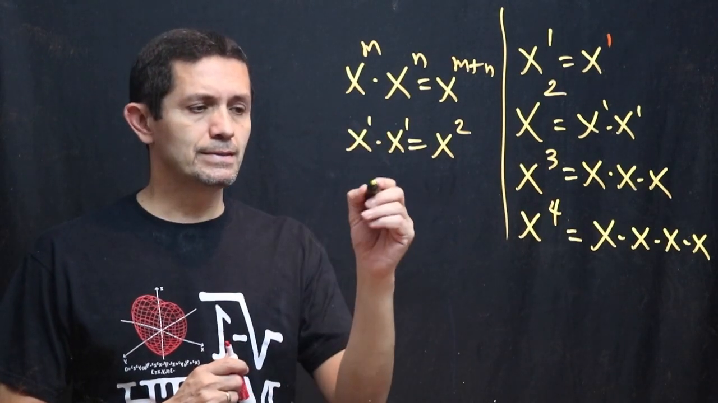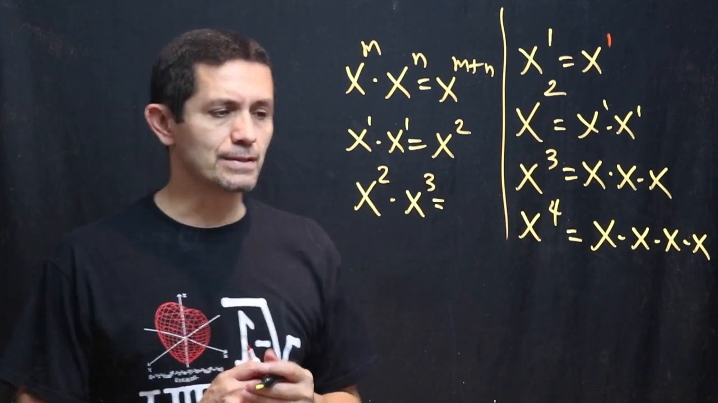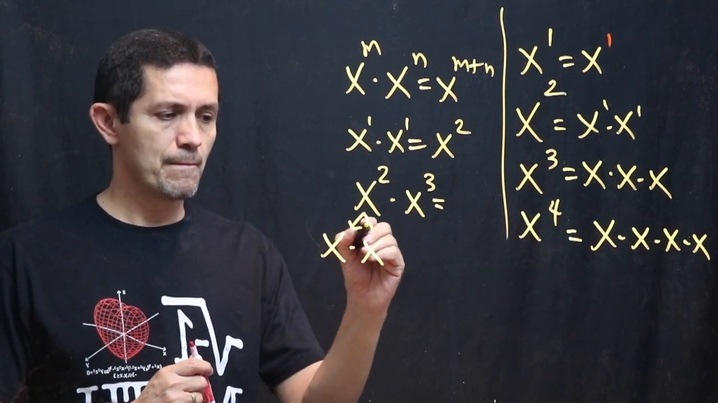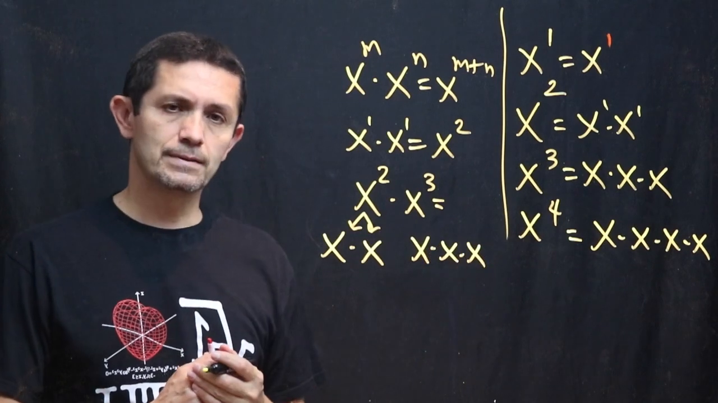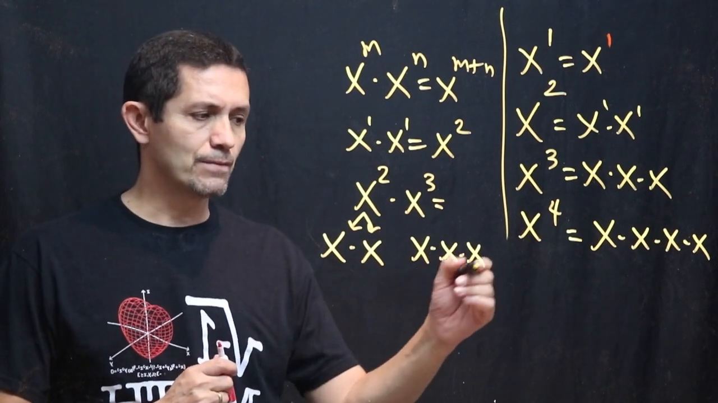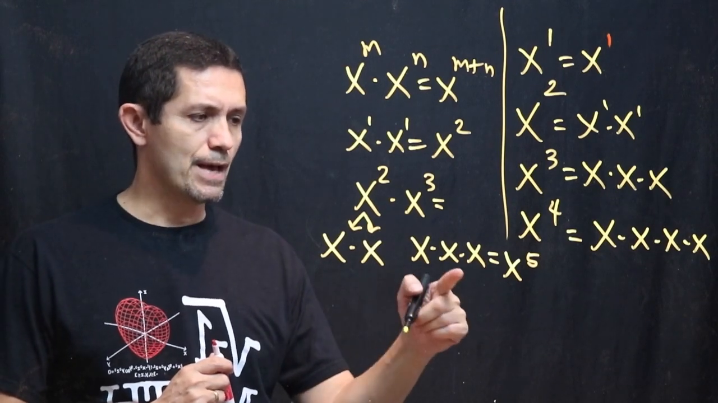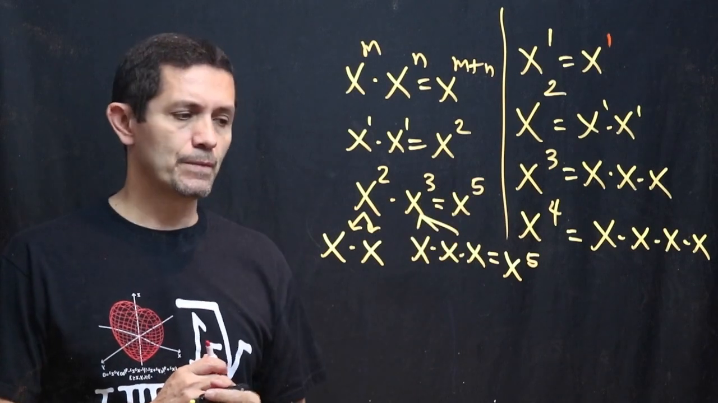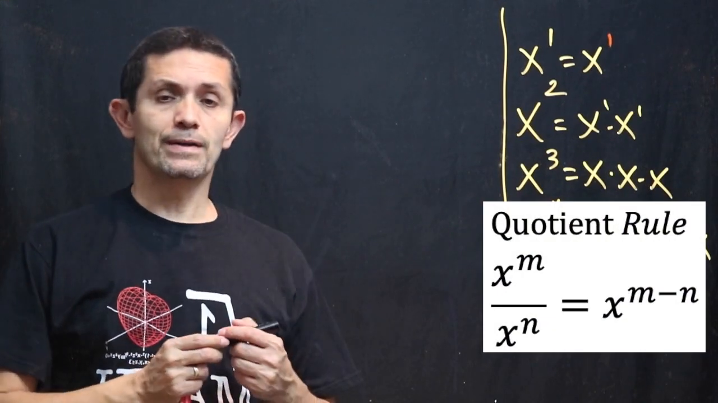Okay? Let's say that I have x to the second times x cubed. What is this? X to the second technically is x times x. X cubed is x times x times x, right? And how many x's do I have? 5. So x squared times x cubed is the same as x to the 5th power, which is basically adding the exponents.